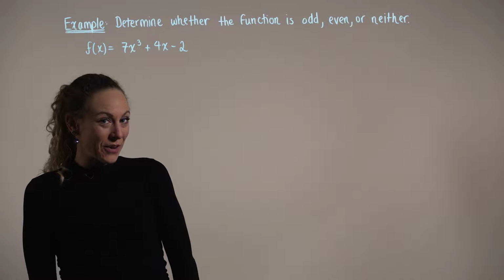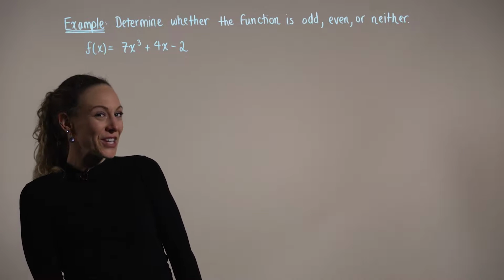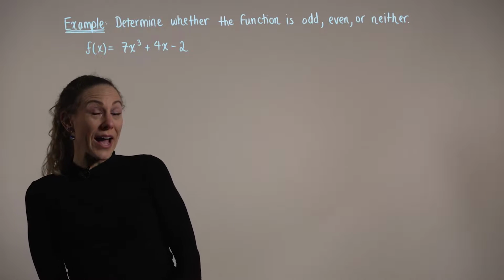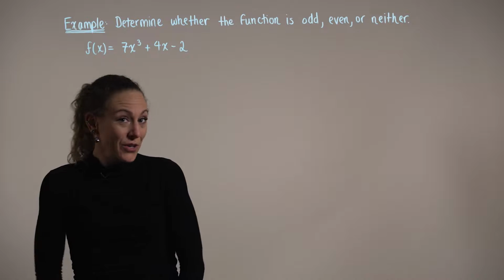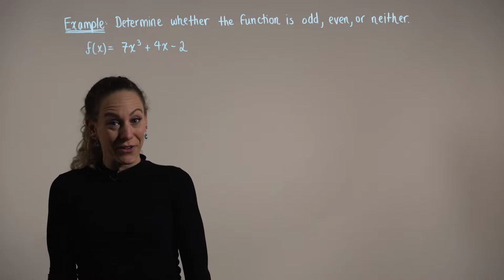Determine whether the following function is odd, even, or neither. And here we have the function f of x is equal to 7x cubed plus 4x minus 2. So to get us started, let's quickly recall the definitions for even and odd functions.